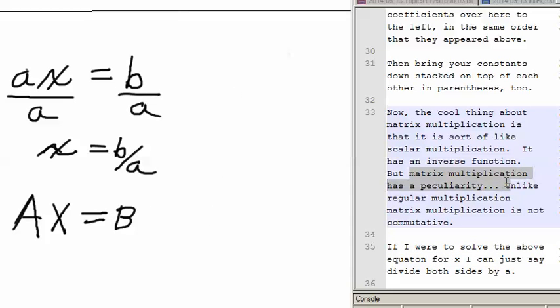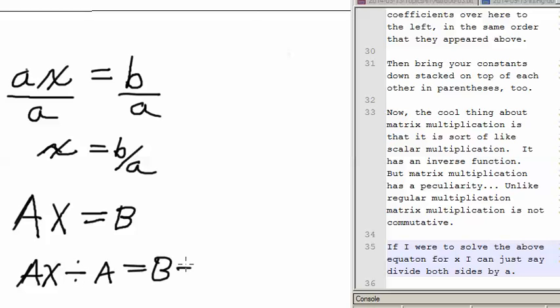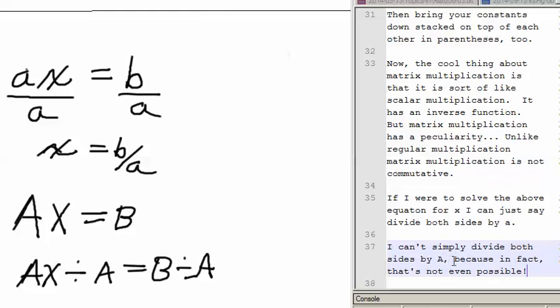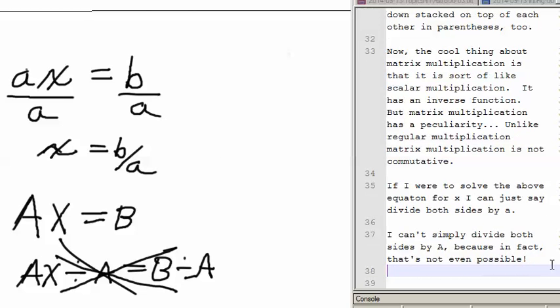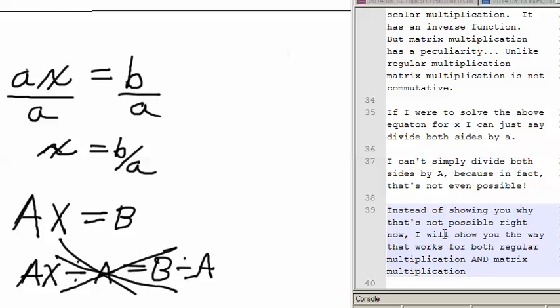But matrix multiplication has a peculiarity. Unlike regular multiplication, matrix multiplication is not commutative. So I can't simply say ax divided by a equals b divided by a, because in fact that's not even possible. But I don't think I'm going to explain exactly why right now. Instead of showing you why that's not possible, I'll just show you the way that works for both regular multiplication and matrix multiplication.